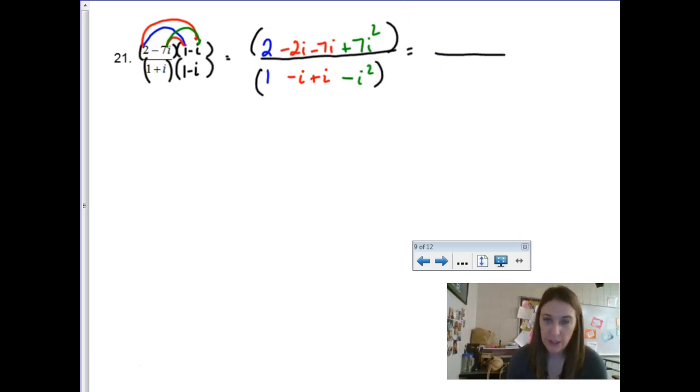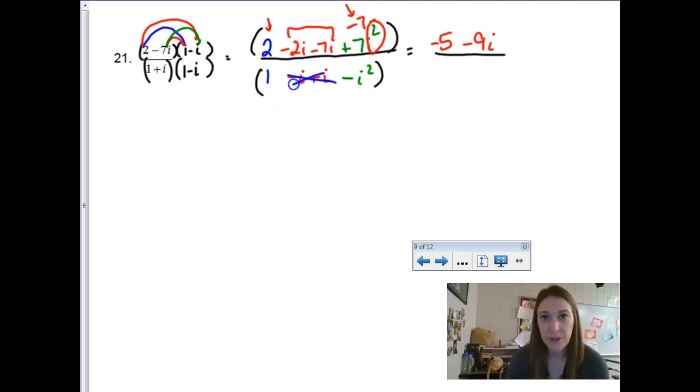All right, numerator. Remember, this i squared is a negative 1, so 7 times negative 1, this term's just going to be a minus 7. We're going to combine these i's together, and we should also go ahead and just add the 2 and the negative 7 together while we're at it. So 2 plus negative 7 is a negative 5 for the real part. Negative 2i minus 7i is negative 9i.